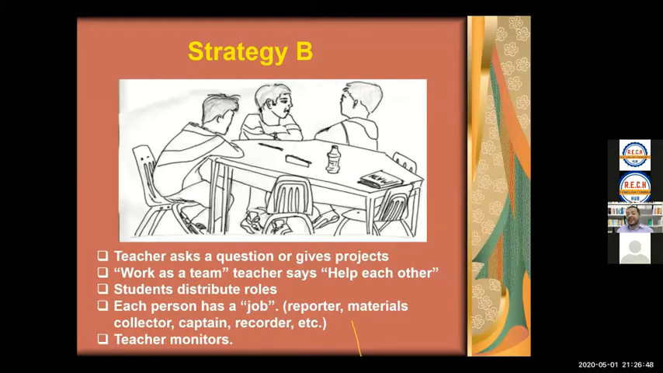Okay, so again, learning is not equal according to strategy B. It doesn't mean that it's bad, that it's wrong. We can use it in certain activities, okay? But you have to be aware that if you let students themselves distribute the roles, then learning wouldn't be equal because the roles don't guarantee equal learning.